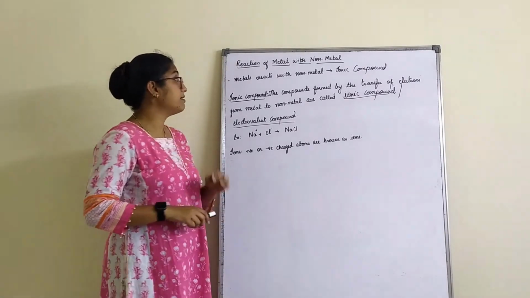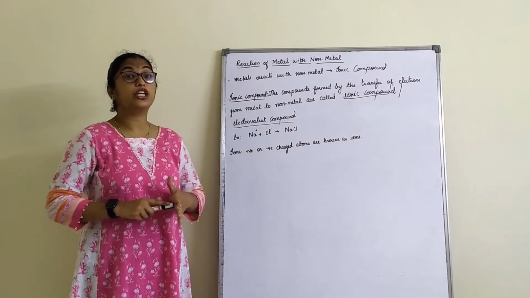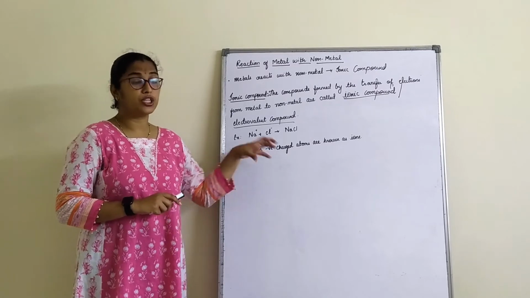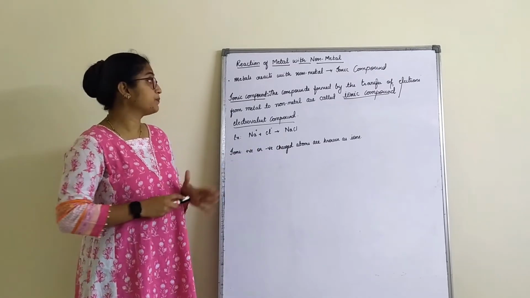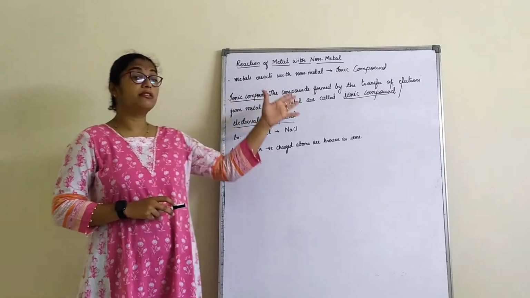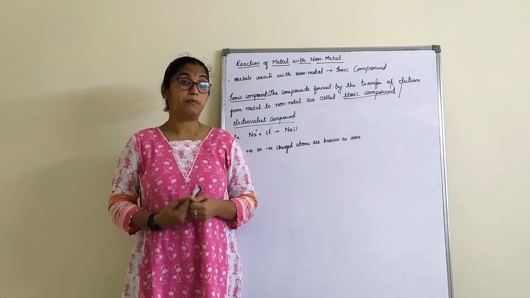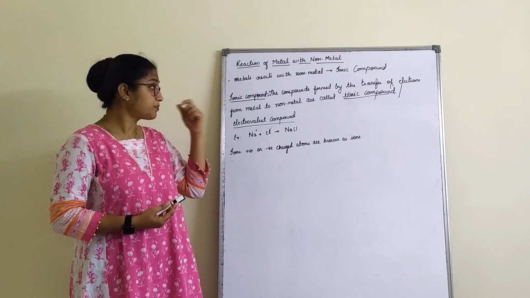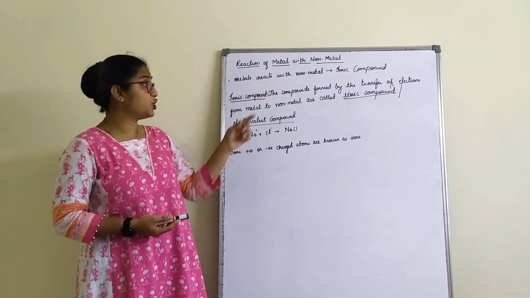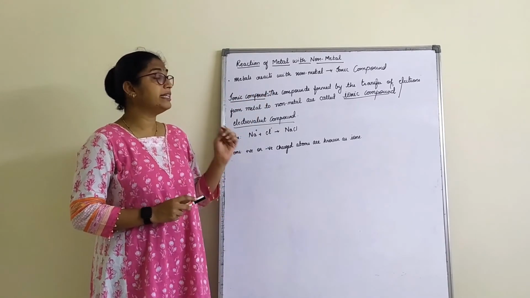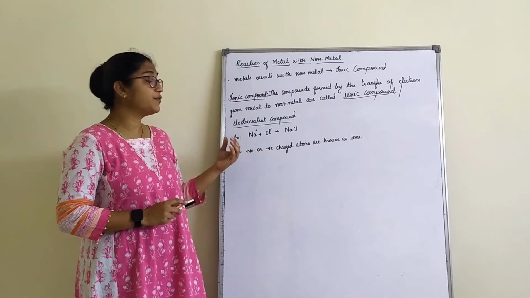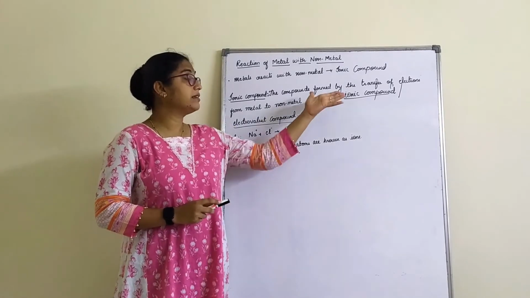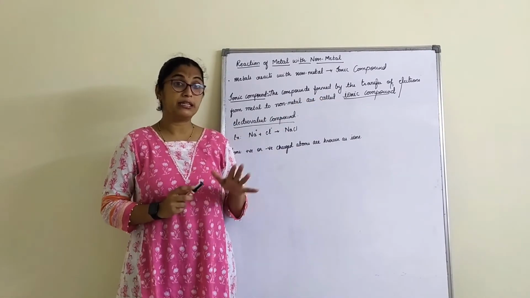Okay, the last one, that is a metal reacting with a non-metal, which is a very important concept of this chapter. Metals react with non-metals to form an ionic compound. Now, what is this ionic compound? We will understand. First, we will understand the definition. The compounds formed by transfer of electrons from a metal to a non-metal are called ionic compounds.